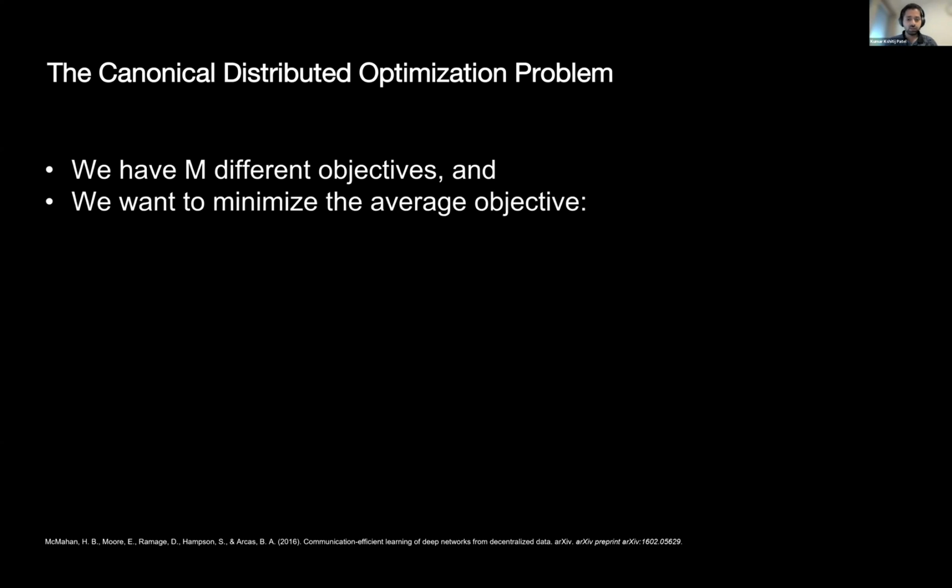Before that, let's go maybe a decade or so back and talk about a very simple canonical distributed optimization problem. You have m different objectives. We saw there were m different machines or clients in the first part of the tutorial. And you want to minimize the average objective. In particular, you want to minimize this objective where you take the average over the f_m, and you're trying to find a single consensus model which works well for this average objective.